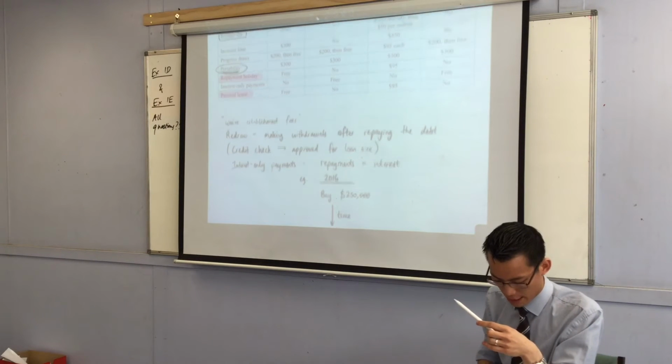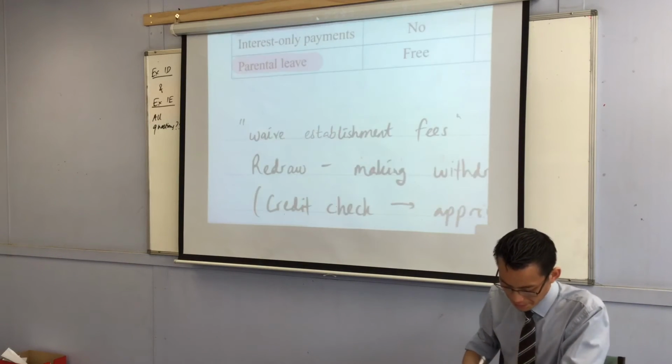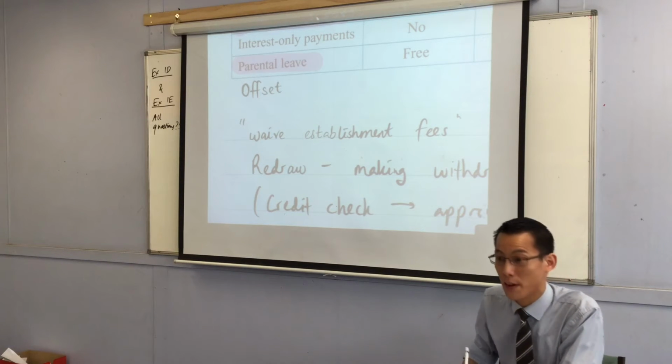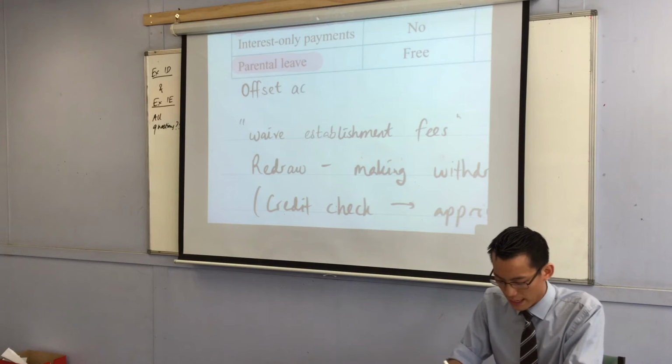There's one more thing I want to put on here. You should add this down the bottom. It might be the most important thing. Well, no, that's exaggerating, but it is very important. It's called an offset account.